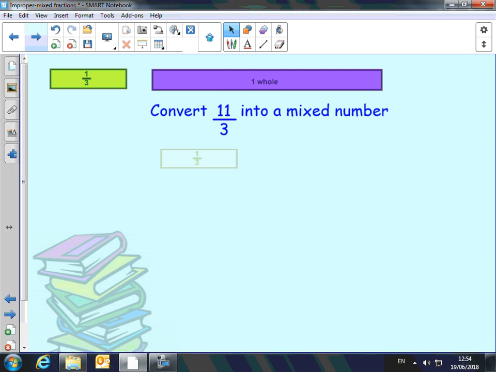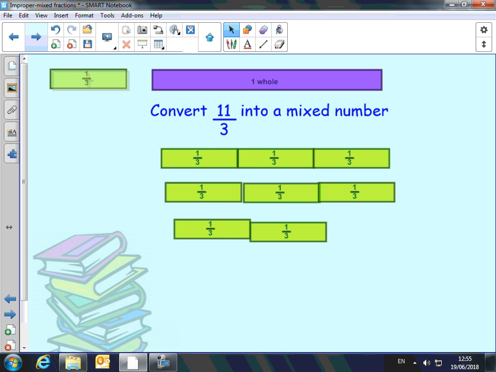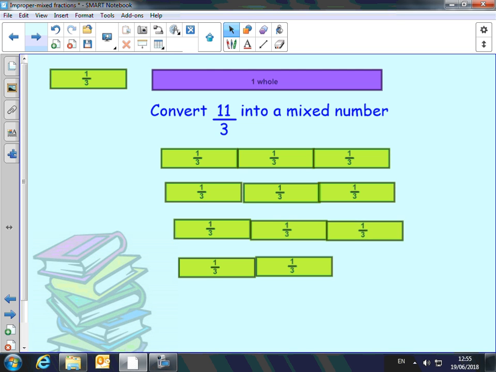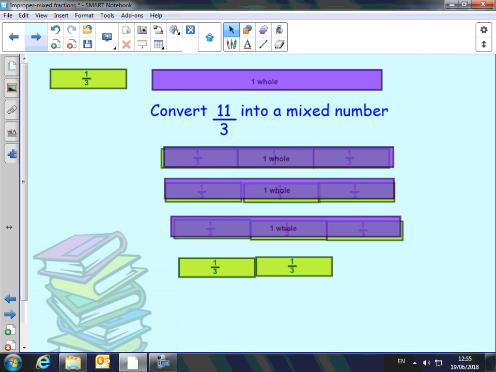So 3/3 is the same as 1 whole. So I'm going to group them into groups of 3. So there we've got 3, 4, 5, 6, 7, 8, 9, another 2, 10, and the last one, 11. As you can see on the board, they're not all level, but that doesn't matter. So there we have 1 whole, 2 wholes, and 3 wholes, and we have 2/3 left over.